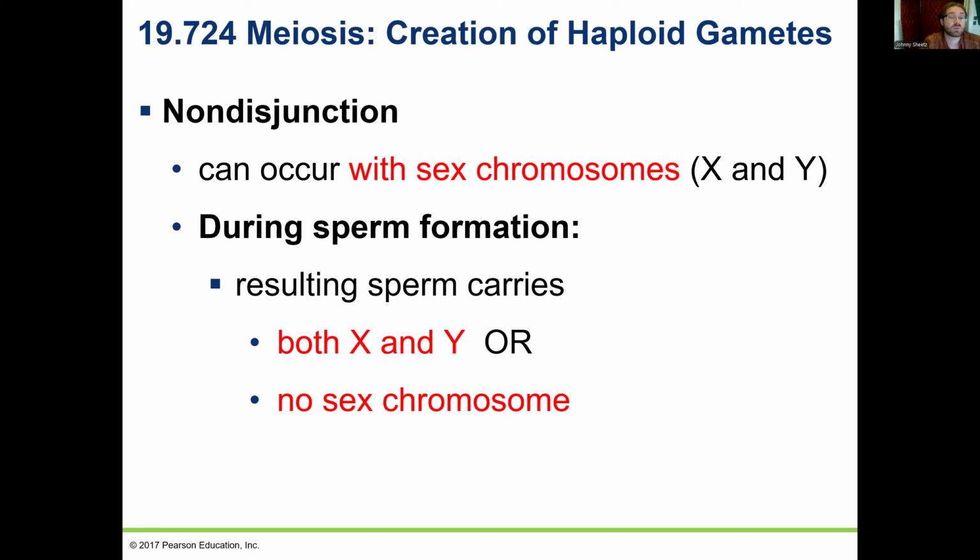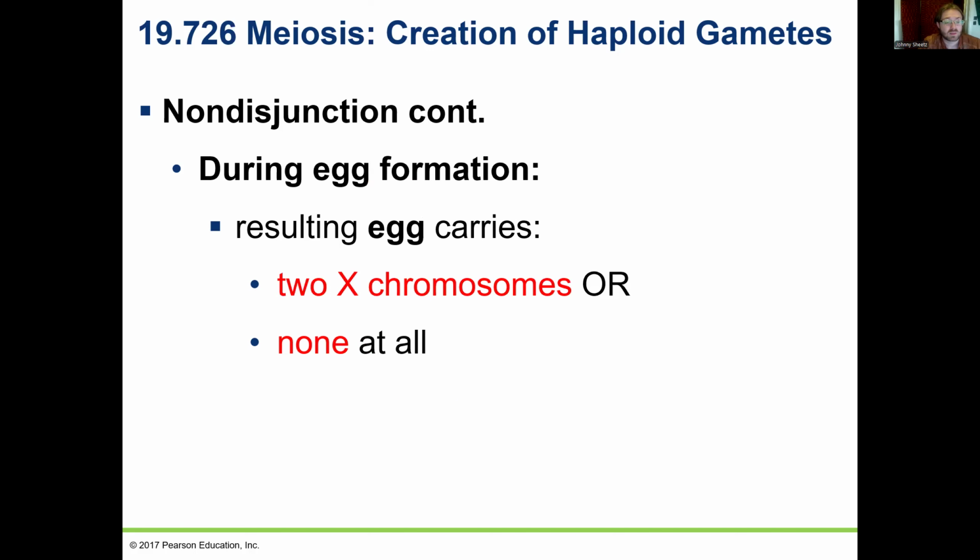Non-disjunction can also occur with the sex chromosomes. However, this tends not to be lethal as long as the individual receives at least one copy of an X chromosome. So when it happens during sperm formation, you either end up with sperm that has no sex chromosome, or sperm that has a double X, or a sperm that has an X and a Y instead of just a Y or an X.